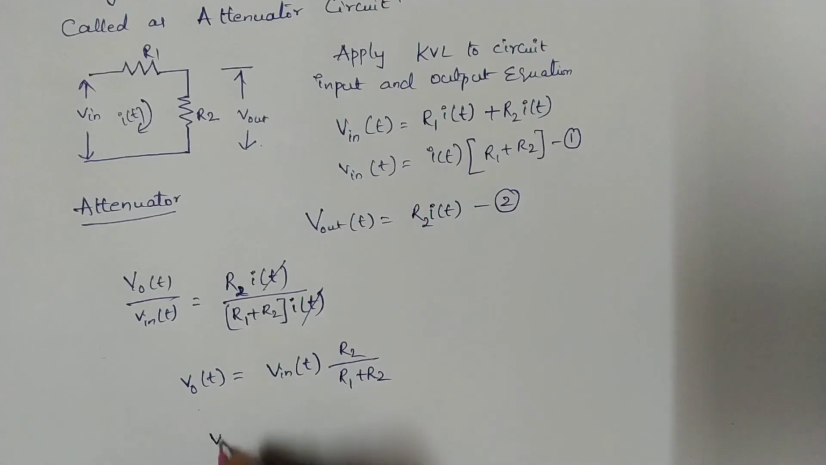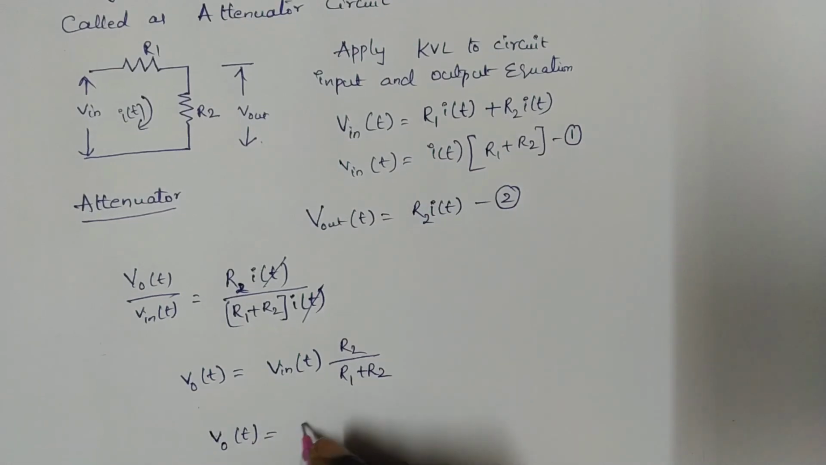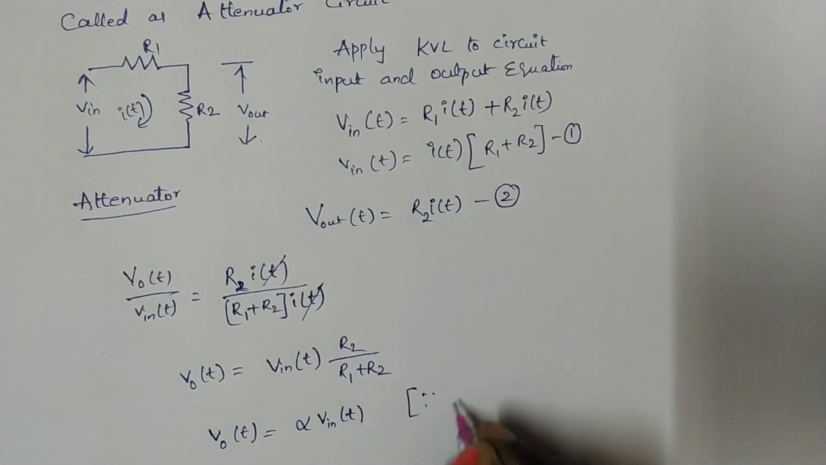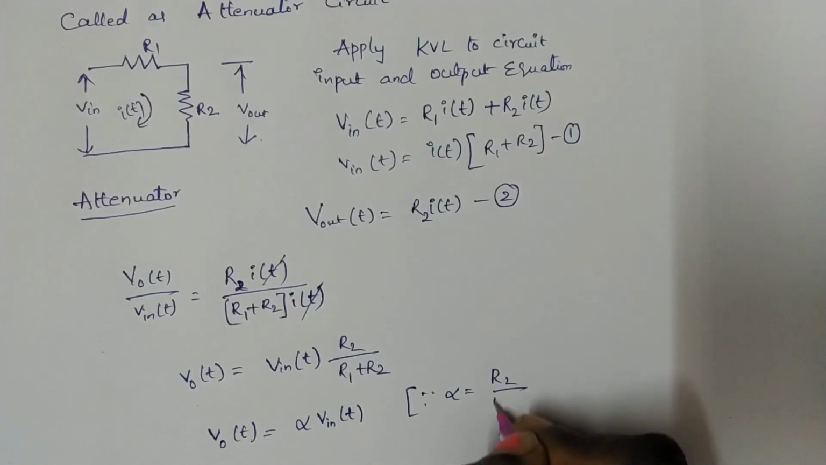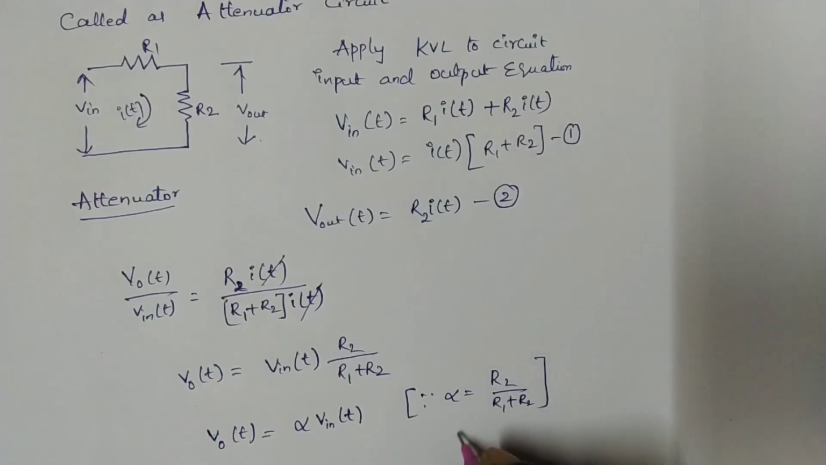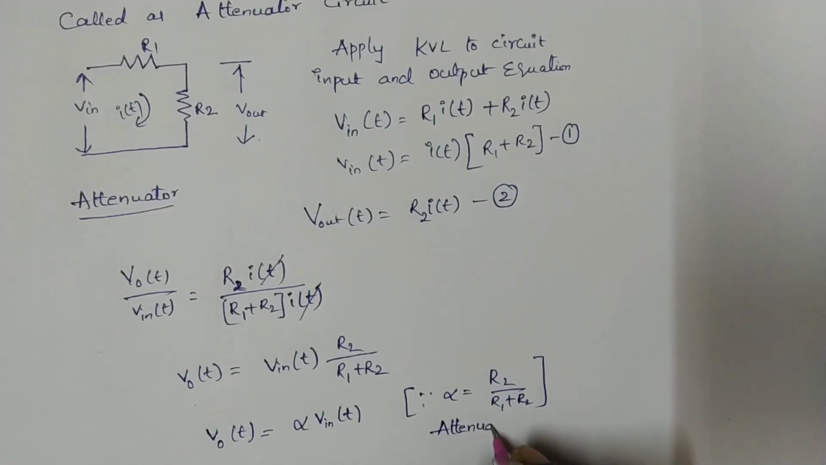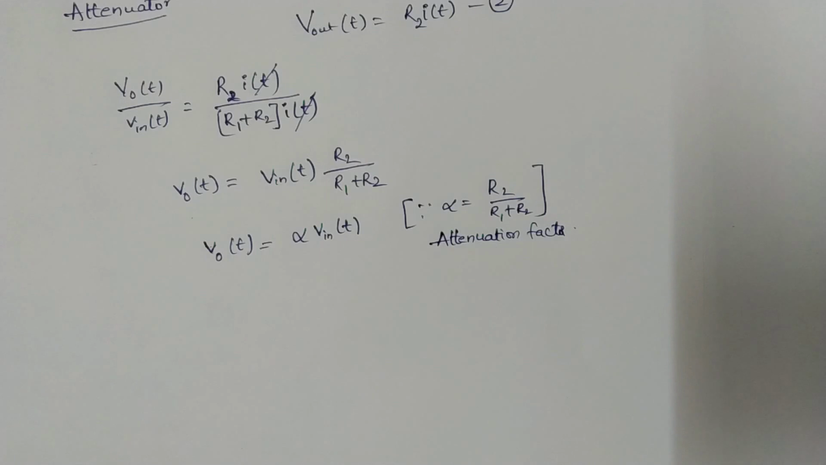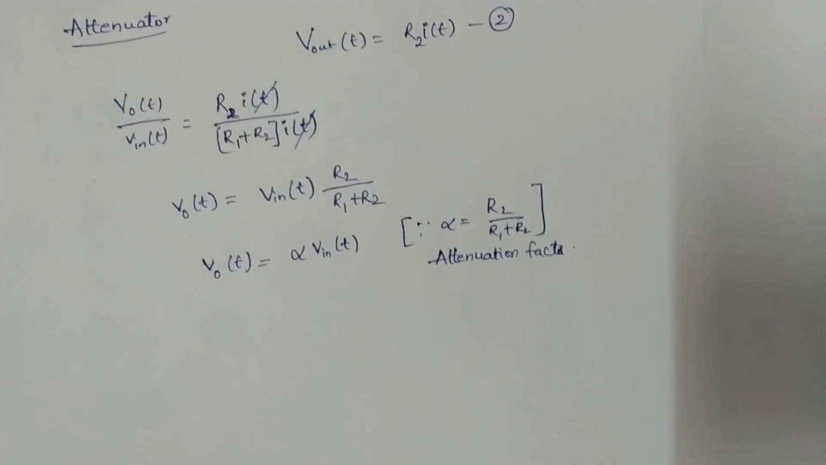See here, this can also be represented like this: V out of t equal to alpha into V input of t, since alpha equals R2 by R1 plus R2, which is called the attenuation factor. Here alpha is the attenuation factor. From this equation we can state that the output is smaller than the input voltage. That means here the output signal gets attenuated by the factor, or by the ratio, of alpha.